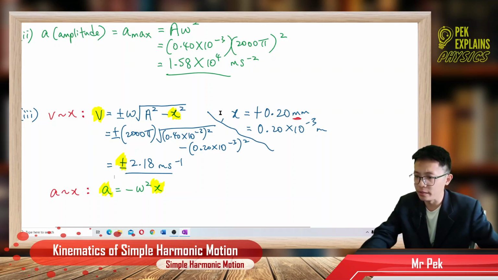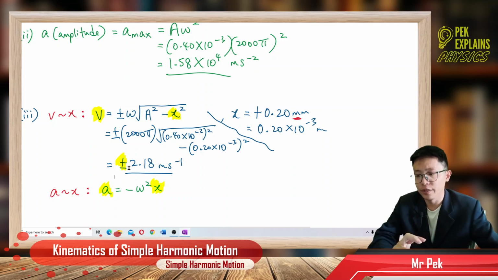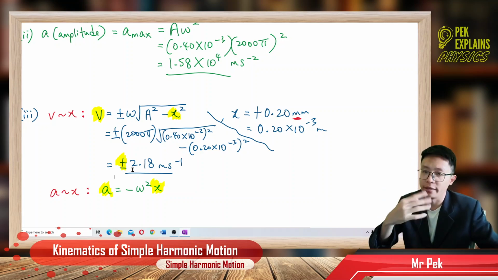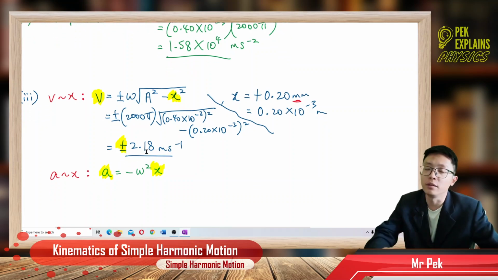Okay, what does it mean? It means that at this position, at this displacement of 0.2 millimeter, the object can have two possibilities. Maybe it's moving up, maybe it's moving down. So the positive negative sign just shows the direction. Maybe it's going up or going down at that position. Two possibilities of direction.